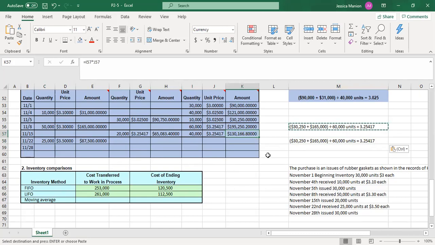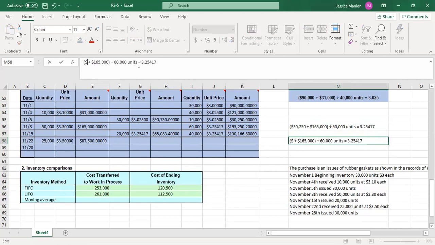So now our formula, we've got 130,166.80. Oh gosh, what's going on here? Okay, so we've got 130,166.80 plus what we just purchased, which is 87,500. Okay, so that's our numerator. We had 40,000 units. We purchased another 25,000. So now we're dividing it by 65,000 units.